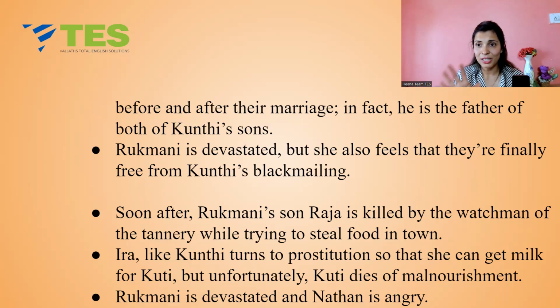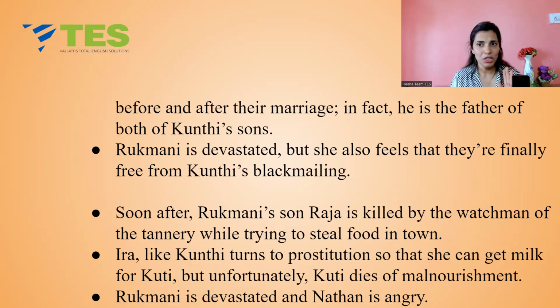Ira. Let's talk about Ira right now. Ira, like Kunti, turns to prostitution. But her reason here is known. Why has she become a prostitute? So that she can buy milk for Kuti, the smallest boy, Ira's brother. But unfortunately, Kuti dies of malnourishment.